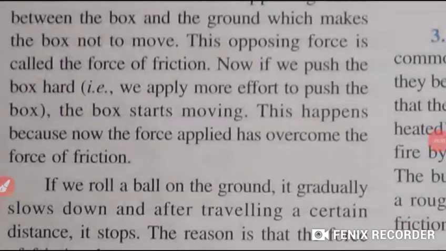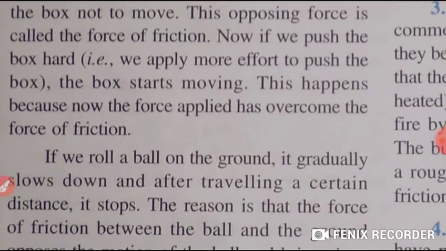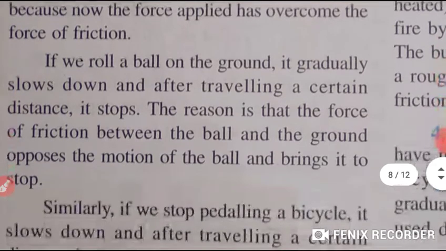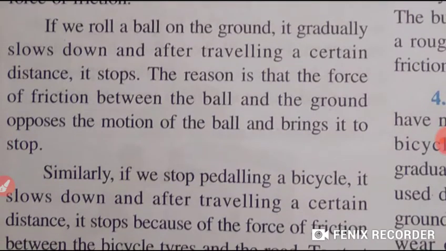Now if we push the box hard, that means if we apply more effort to push the box, the box will start moving. This happens because now the force applied has overcome the force of friction, students. If we roll a ball on the ground, it gradually slows down and after traveling a certain distance, it stops. The reason is that the force of friction between the ball and the ground opposes the motion of the ball and it brings the ball to stop.